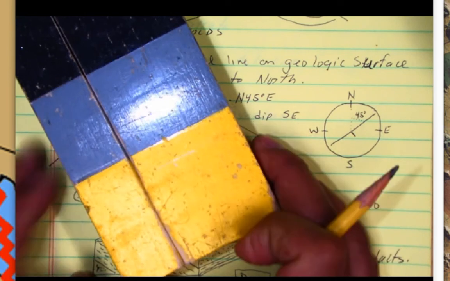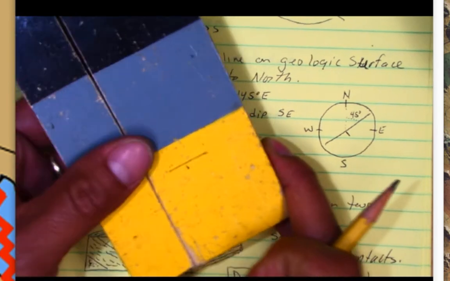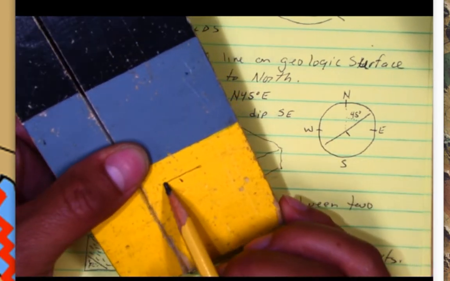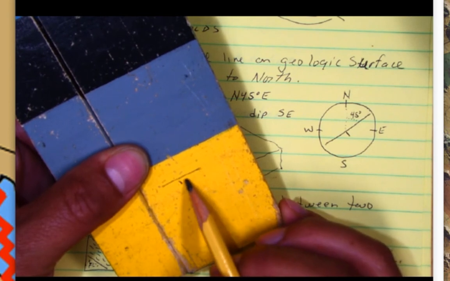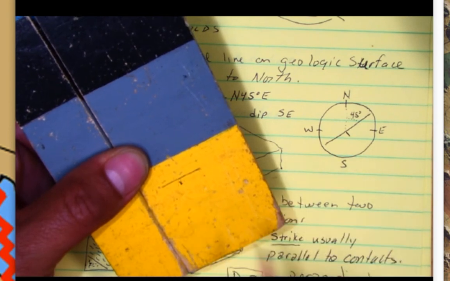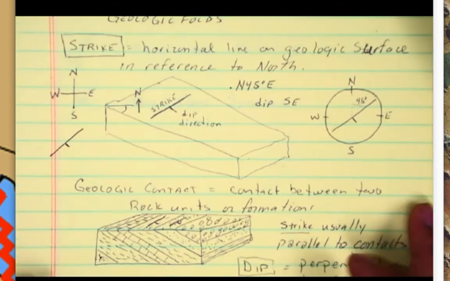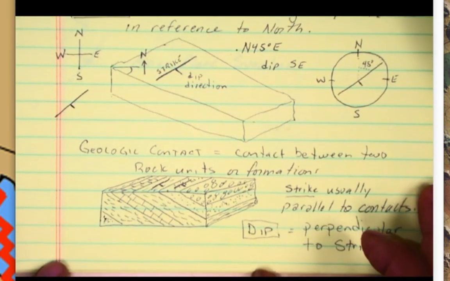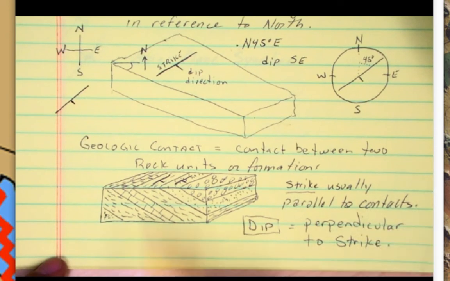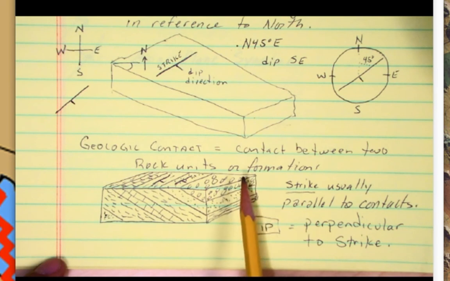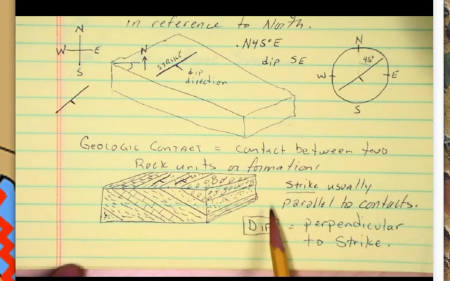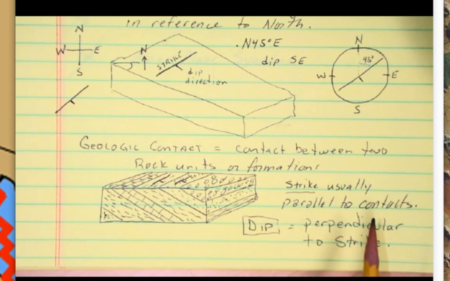So let's see if I can see it better in here. There it is. We'd have the strike direction here, and then the dip right in here. So the strike and dip. Again, it's telling you the structure of the geologic units there. Now, here's another example. A geologic contact is a contact between two rock units or formations, like I was showing in my little diagram there. And strike usually is parallel to the contacts, just like I drew it on my little block diagram over here.